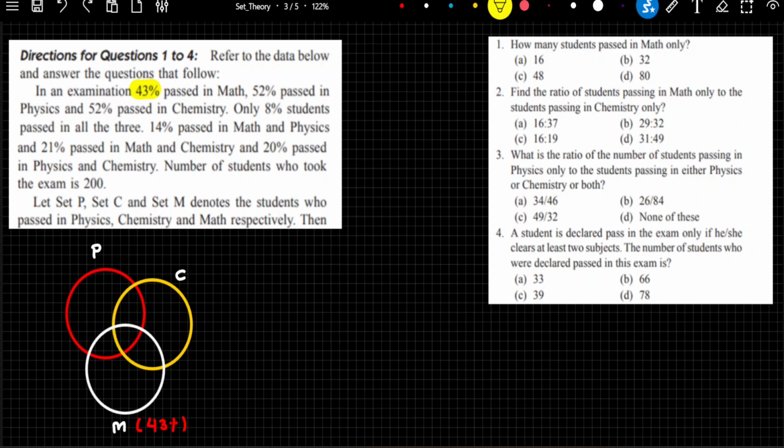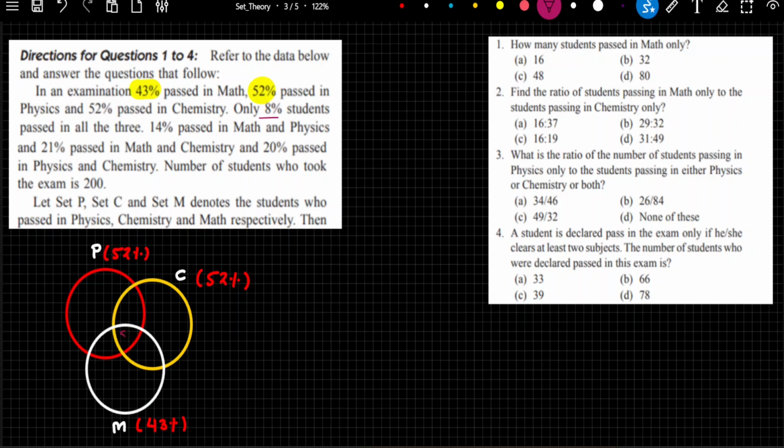Then I know that 52% of students passed in physics. So I would write 52% corresponding to physics. And then we have another 52% of students who passed in chemistry. See the next statement: only 8% of students passed in all three. So where would you write this 8?